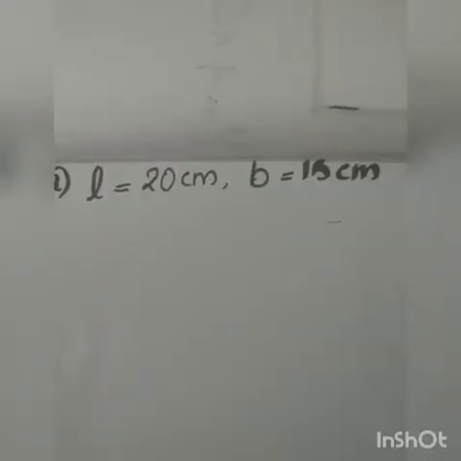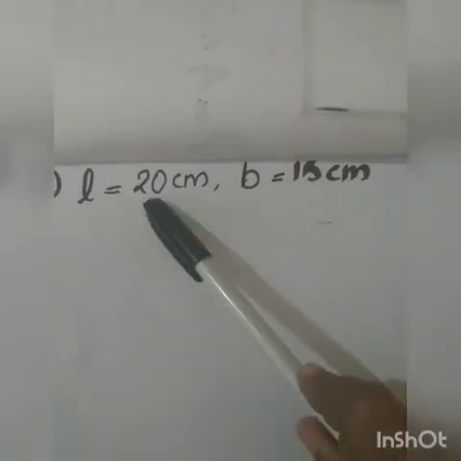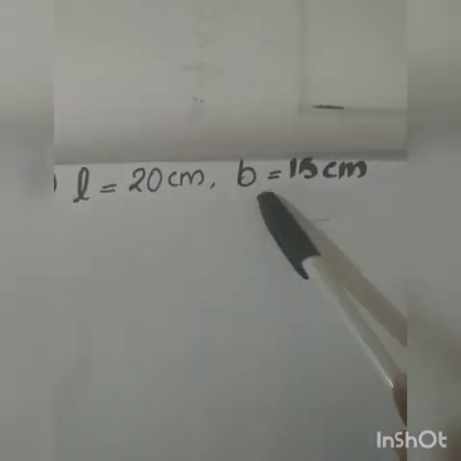First, let us solve the first example. Here, the length is given as 20 centimeters and the breadth as 15 centimeters. So here length and breadth are given, and we have to find the perimeter of the rectangle. So what is the perimeter of a rectangle? 2 into (L plus B) is the equation for the perimeter of a rectangle.